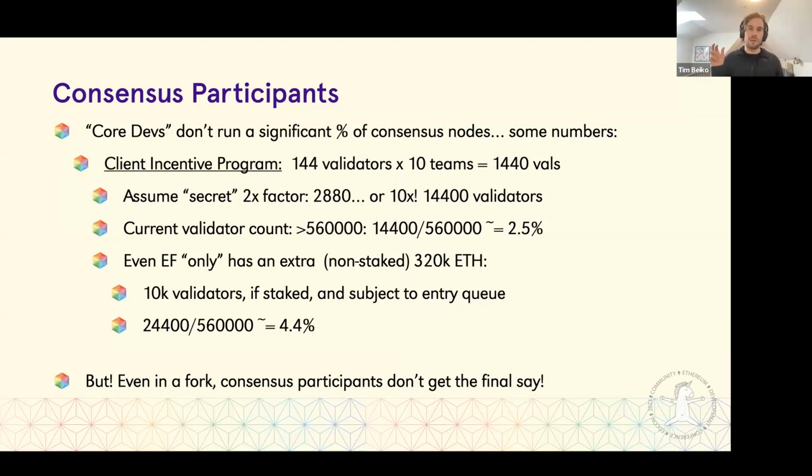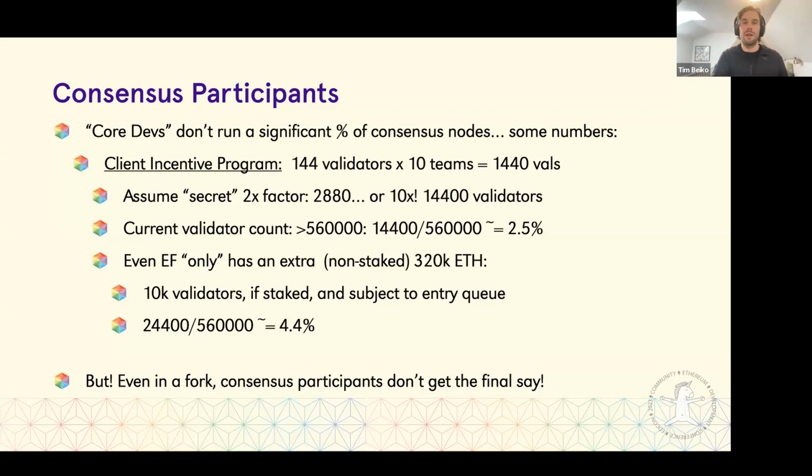Currently, there's about 560,000 validators on the Ethereum network. So that would represent only 2.5% of the entire network. So you can imagine a world where the core devs single-handedly try to push something. Well, it means that 97.5% of the network, in this extreme scenario where they have 10x more hidden validators than what is public, still they don't even get 3% of the network. So the vast majority of the stake is not controlled by them.